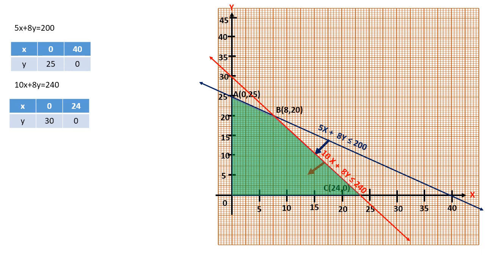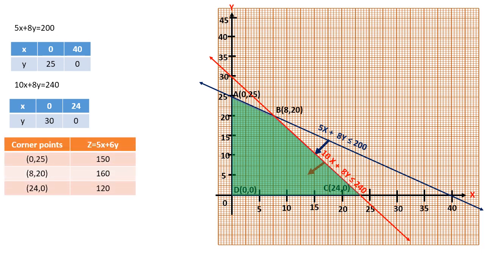And third point is 0, 24. So here 24 is there. So 24, 0 is the third value, and 0, 0 is the fourth one. So collect all these points and put it in a corner points table.